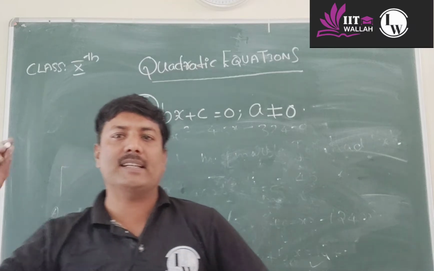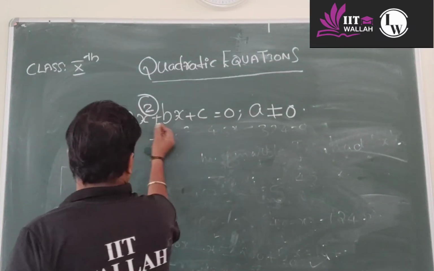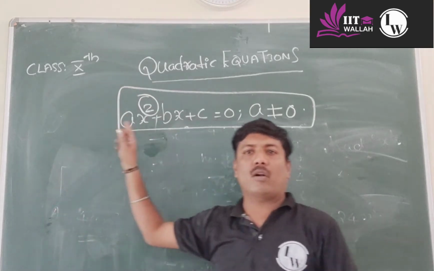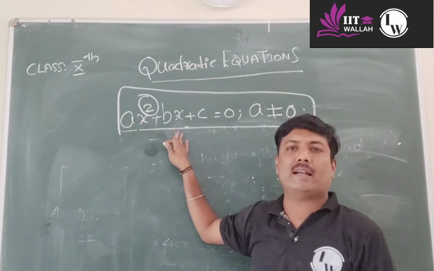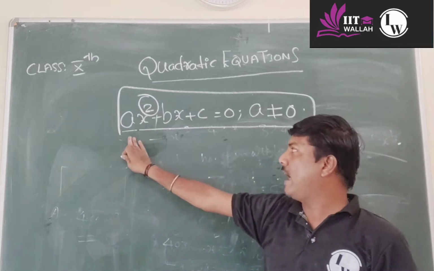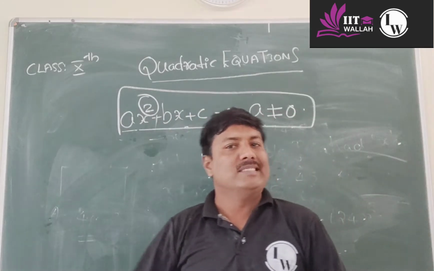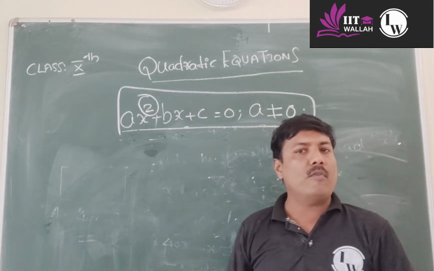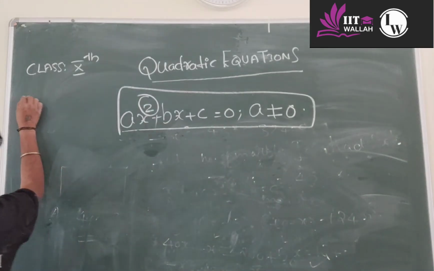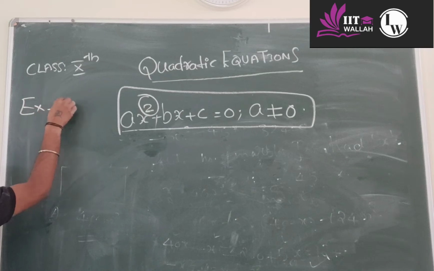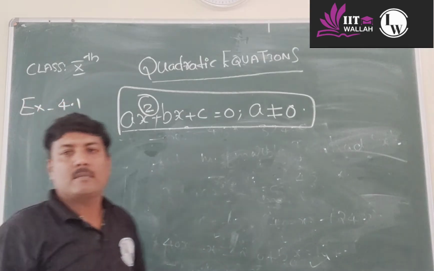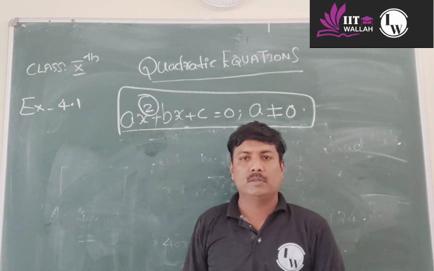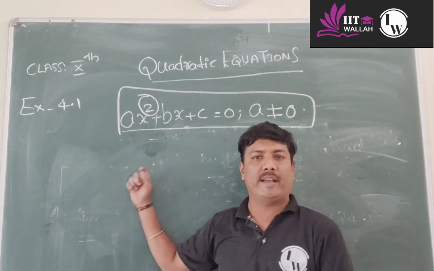So, we will start exercise 4.1. This you should keep in your mind. The standard form of the quadratic equation is ax square plus bx plus c is equal to 0, where a is not equal to 0. Now we will start our exercise 4.1. Some questions we will do, the remaining we will do as homework. Most important questions I will solve here.